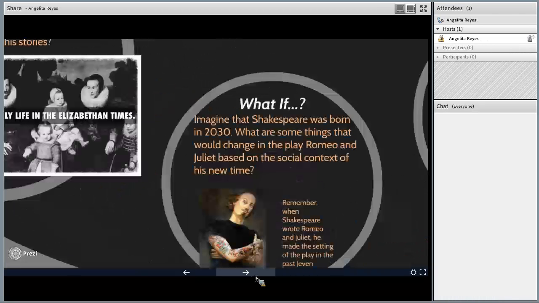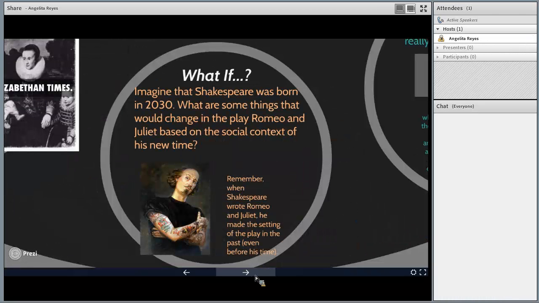So something to think about to maybe understand this is if you imagine that Shakespeare was born in the year 2030 and he wanted to write Romeo and Juliet based in our time, so 2016, early 2000s, what are some things that might change? What would be some differences? The roles of the parents would probably be different, because parents are almost kind of absent in the play during that time.